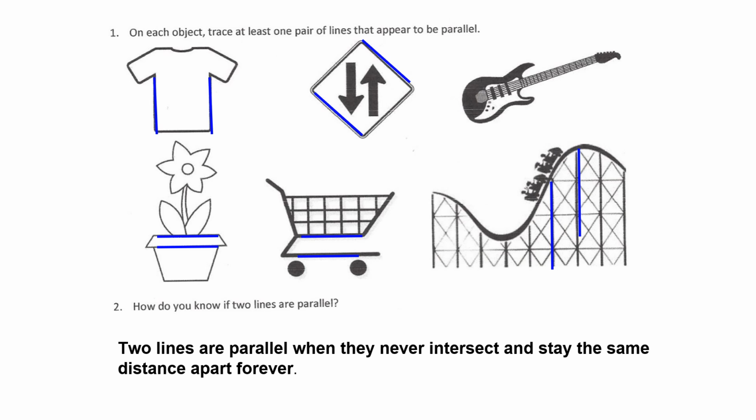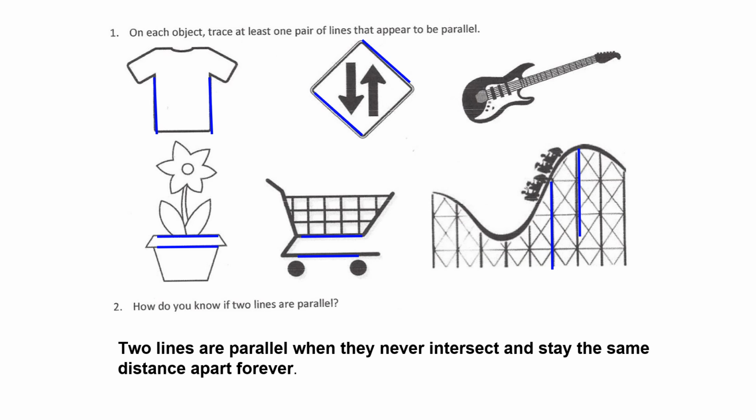For the flower pot, I did these two lines. They stay the same distance apart and never touch. For the grocery cart, I did these two lines as parallel lines because they go on forever and don't touch, but look at all of these parallel lines. For the roller coaster, I just chose these two. They stay the same distance apart and never touch.